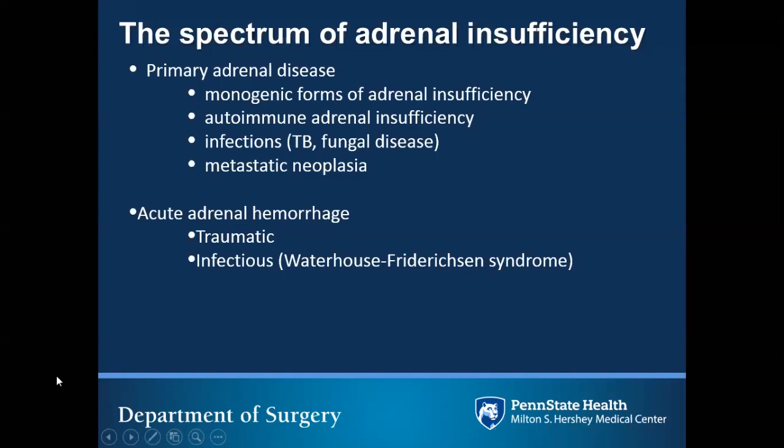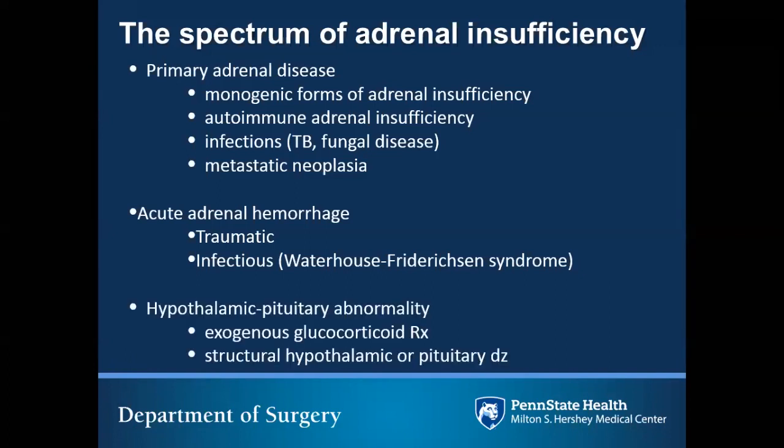You can get adrenal hemorrhage, I mentioned, from trauma, but also a classic case of infectious causes of adrenal hemorrhage goes by the name Waterhouse-Friderichsen syndrome, and we do see that occasionally in the pediatric population. Again, I mentioned secondary causes of endocrine failure is due to the loss of the controlling hormone, and that's just when you have structural hypothalamic or pituitary disease, or if you're taking or have recently taken some higher dose glucocorticoid therapy that can suppress endogenous ACTH as well as CRH, and then lead to a secondary adrenal insufficiency.